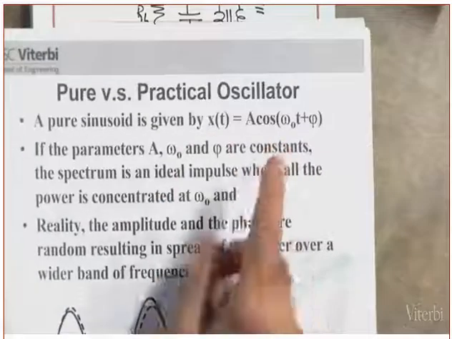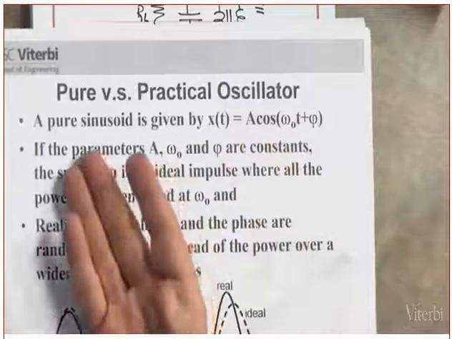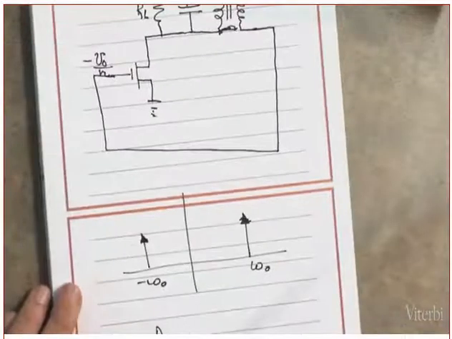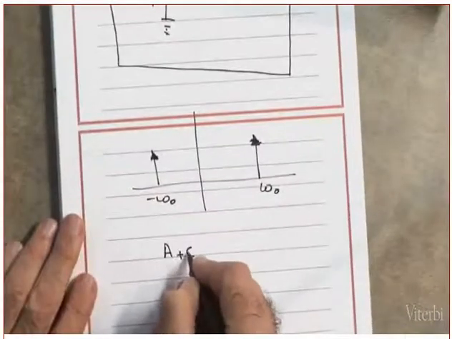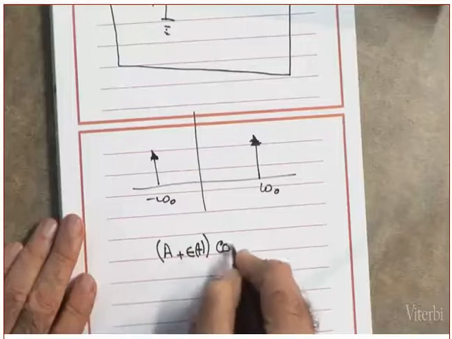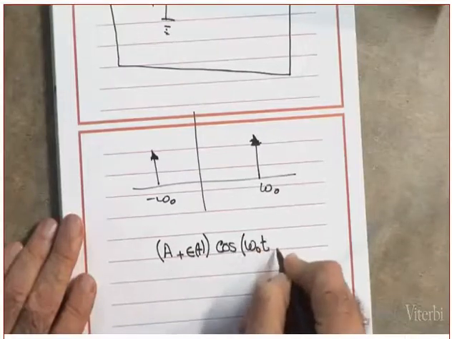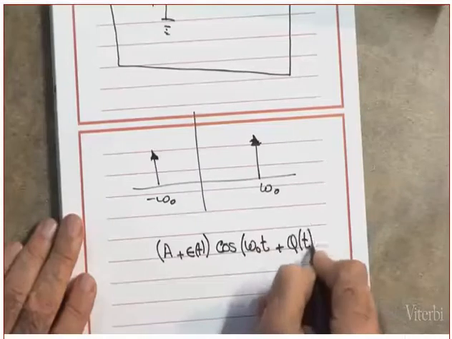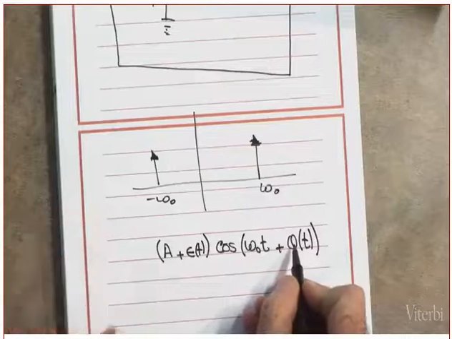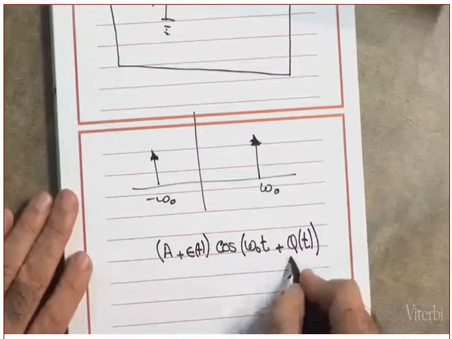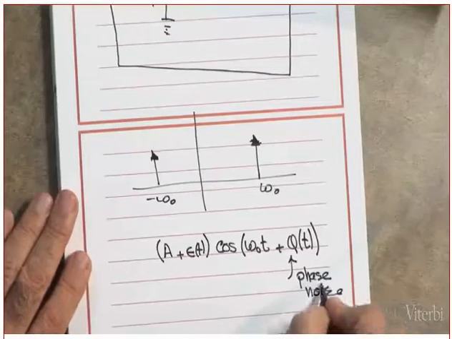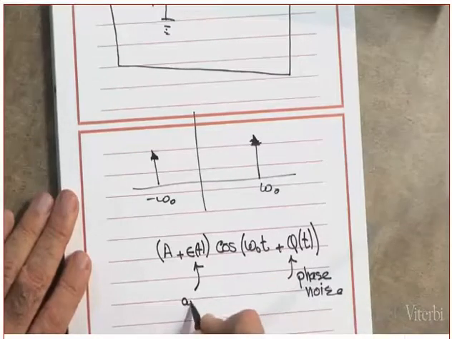However, the problem is that we are not going to get a clean oscillator generating this. What we are going to get is something like this: A plus some fluctuations, which are also a function of t, times cosine of omega naught t plus some fluctuations of t. Notice, by the way, this has nothing to do with modulation. Did you understand what I just said? This is what we are going to refer to as phase noise.